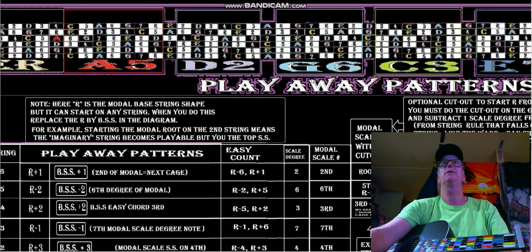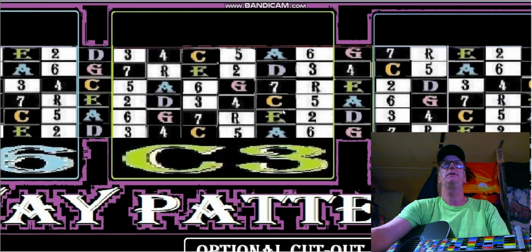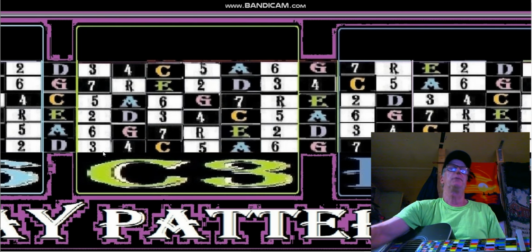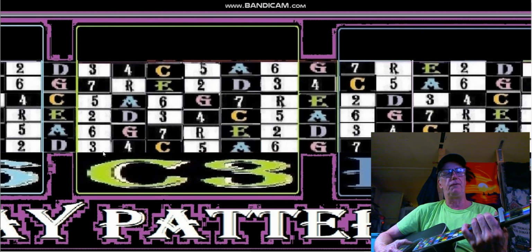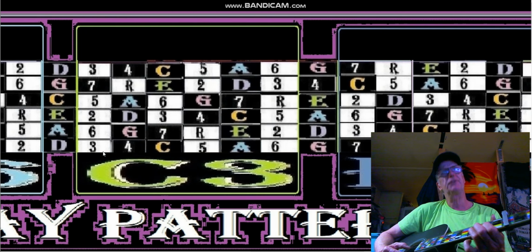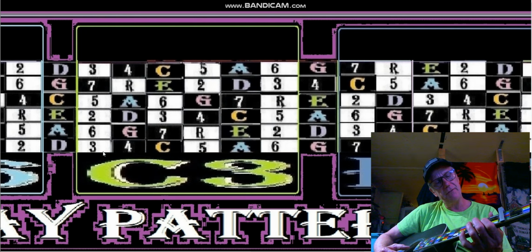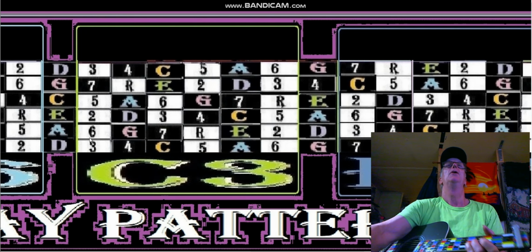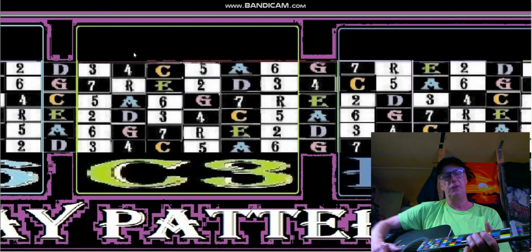for the C box. Let's get the help of the chart, because that makes life easier. We start on 3. E is the third of C. So it's 3, 4, 5, 6, 7, root, 2, 3, 4, 5, 6, 7. Now we're going to go from that 5, 6, 7 to root, 2, 3, right here, skipping the 7 because we just played it. That's the play away, and it takes us to root, 2, 3, 4, 5, 6. This is the long C3 cage.